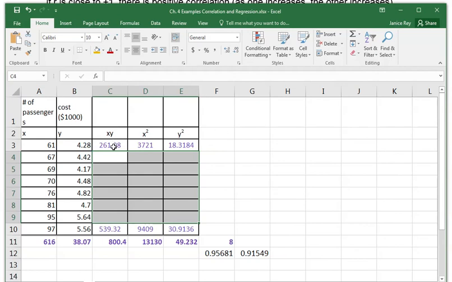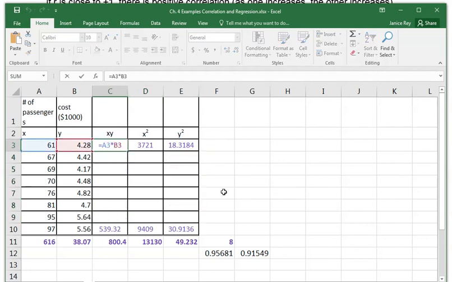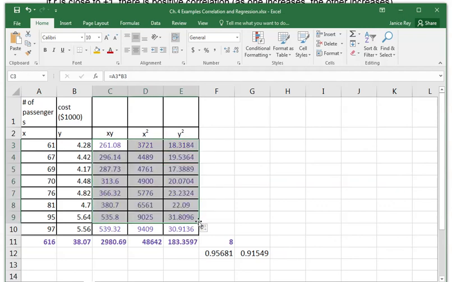If we look at these calculations, I'm just going to highlight what they are. XY, multiply our x's times our y's. X squared, again, we take that power 2. Y squared, we take that power 2. So this is something we need to do over and over again. We know on Excel we can scroll down and add those up.